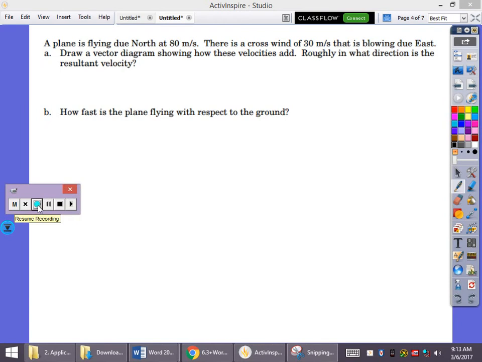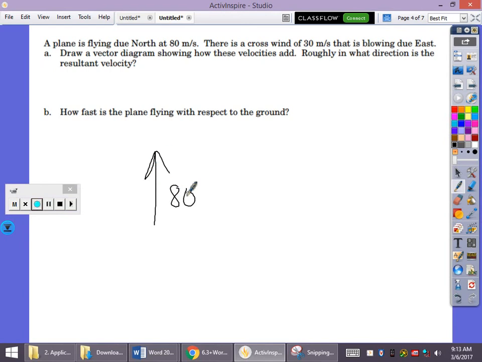Let's see how you did with this one. A plane is flying due north at 80 meters per second. There is a wind pushing towards the east. Okay, so pushing towards the east, I put it there. Again, you could have put it up here, because then it would have made my parallelogram, yes? Okay, the resultant vector must connect an initial to a terminal. So here we go, like this.